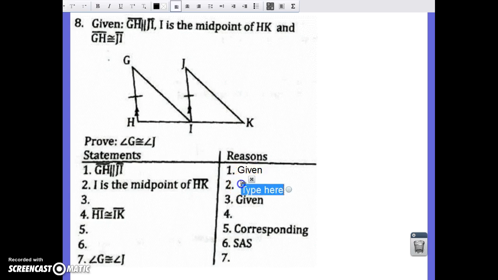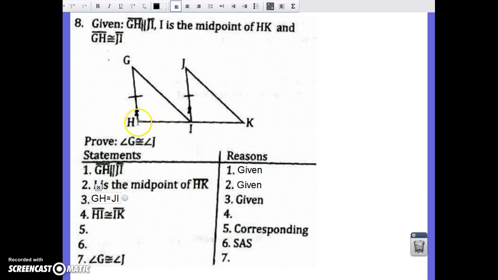Okay, our next statement blank should be what? Also, yes, given. Alright, now we gotta actually write an actual statement. They said it was given to us, so let's write the actual statement. Statement should be written that what? Our last statement, GH is congruent to JI. GH is congruent to JI, as seen there, which is here.